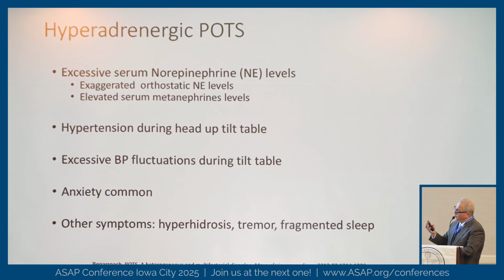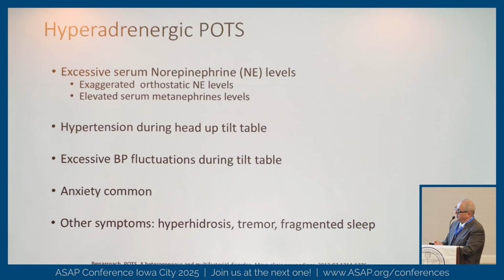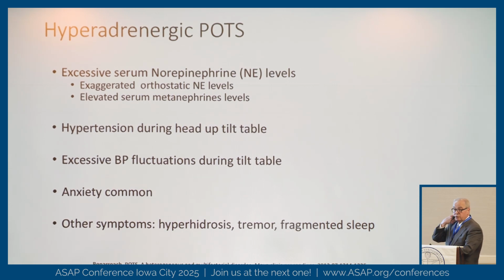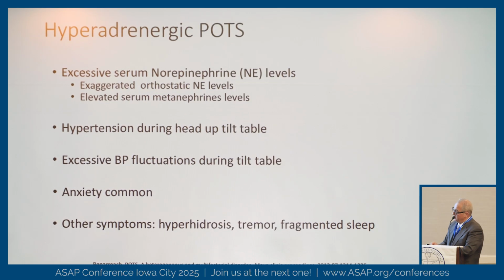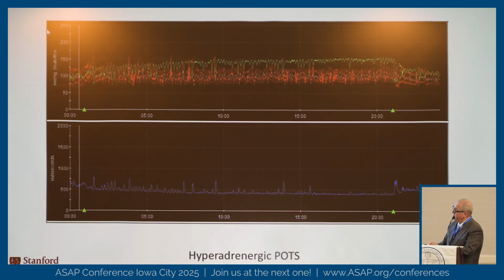Well, there is a form where your body makes too much stress hormone, noradrenaline and adrenaline, and that's known as hyperadrenergic POTS. And those patients, when they stand or you tilt them, make too much stress hormone, primarily norepinephrine and epinephrine. Because they make excessive hormones, not only do they become tachycardic and have POTS, they also raise their blood pressure dramatically. And then also they have excessive blood pressure fluctuations. So here is an example of hyperadrenergic POTS.